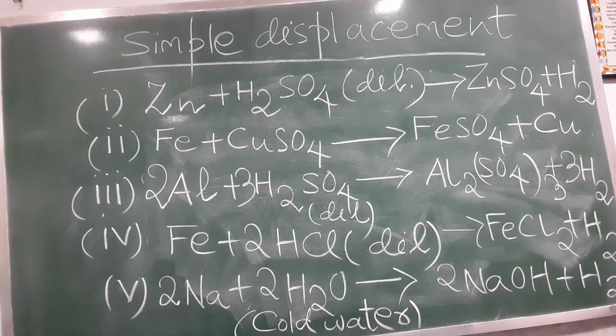Okay, Zn plus H2SO4 gives ZnSO4 plus H2. In the second reaction, iron is more reactive than copper. So iron reacts with copper sulfate to form ferrous sulfate, and less reactive copper is displaced. Aluminium reacts with dilute sulfuric acid to form aluminium sulfate and hydrogen, because aluminium is more reactive than hydrogen. Iron reacts with dilute hydrochloric acid and displaces the less reactive hydrogen.